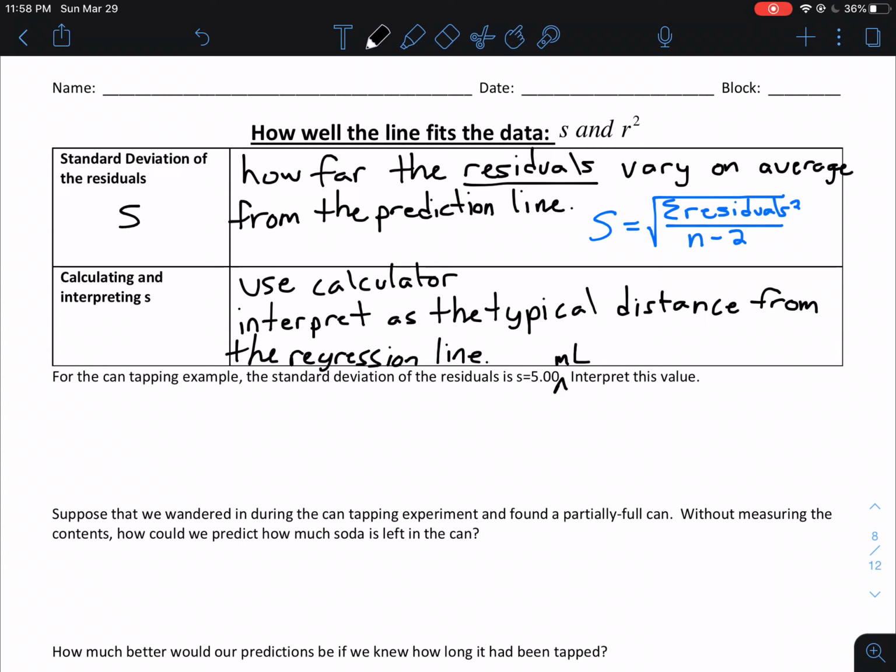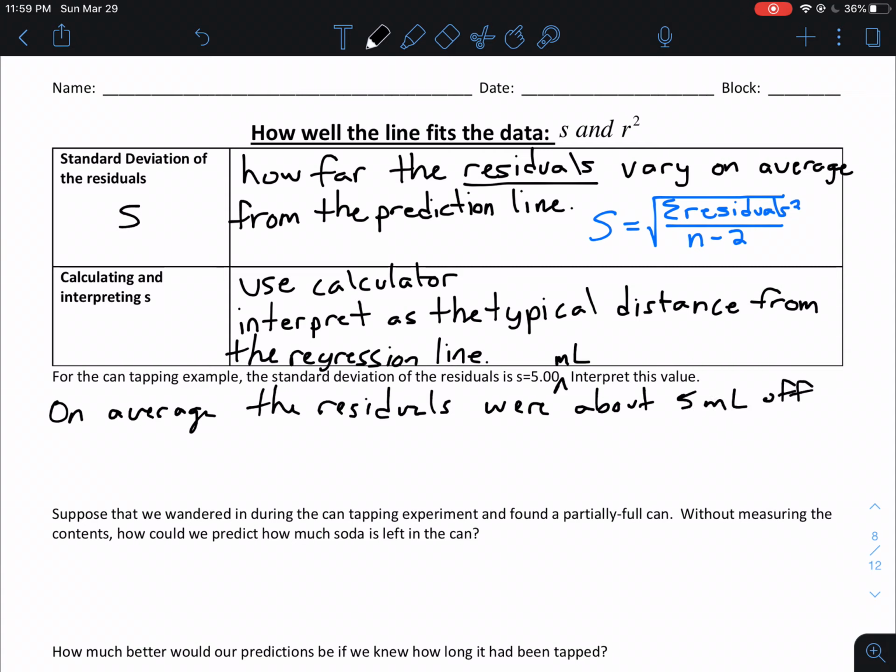So what we would say is, on average, the residuals were about 5 milliliters off from the regression line.